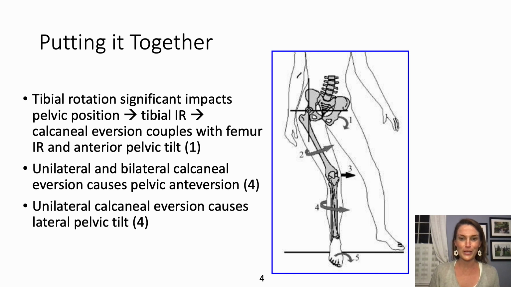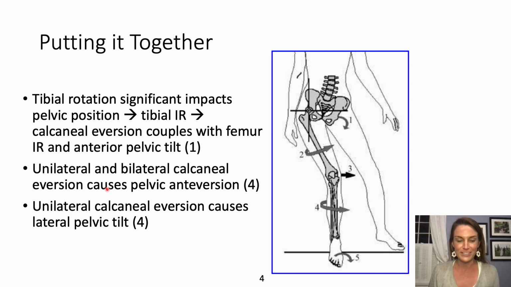Putting it all together, we know that the entire body is connected, right? Especially the lower extremity. One thing always affects the other, and it's very easy to hypothesize how one thing can affect the other, but these are some articles I've found that actually show it. So tibial rotation significantly impacts pelvic position. Specifically, this study found that tibial internal rotation was the biggest factor, but this shows that calcaneal eversion couples with femoral internal rotation and an anterior pelvic tilt. And then unilateral and bilateral calcaneal eversion causes pelvic anteversion, and unilateral calcaneal eversion causes lateral pelvic tilt.